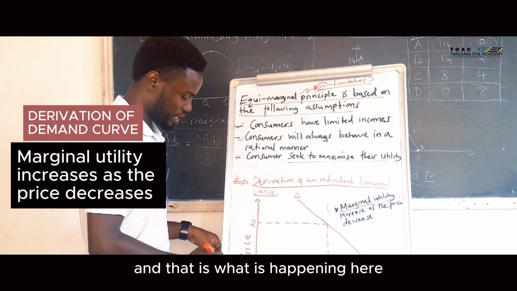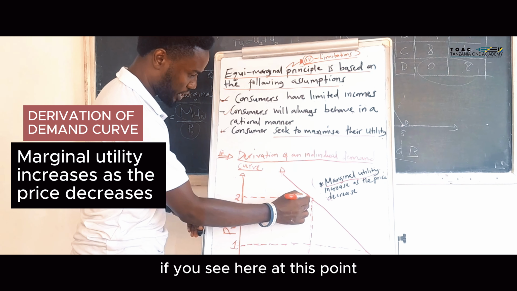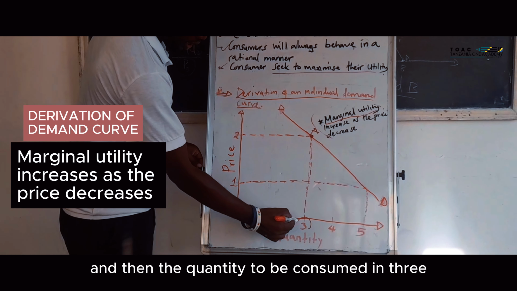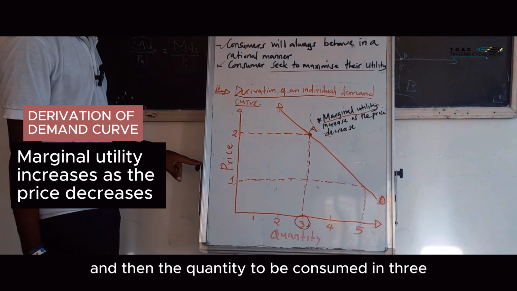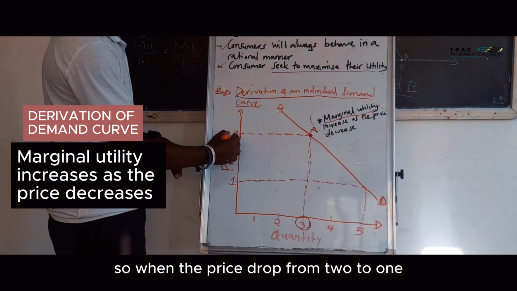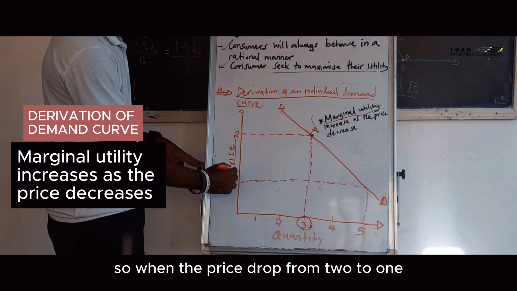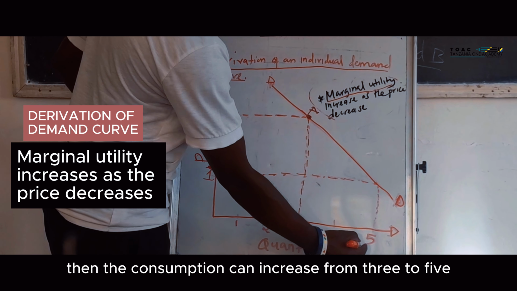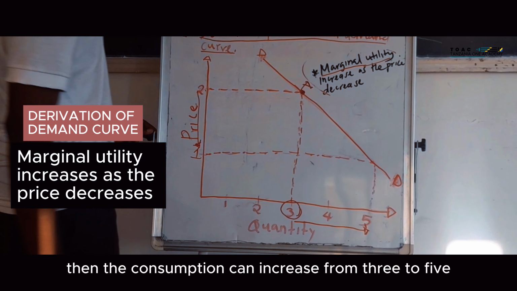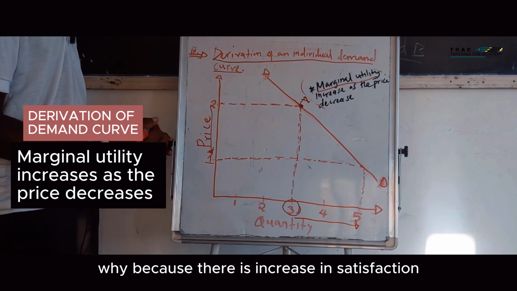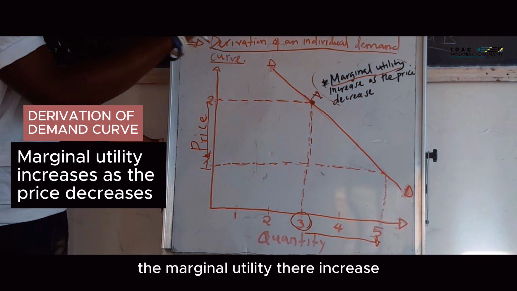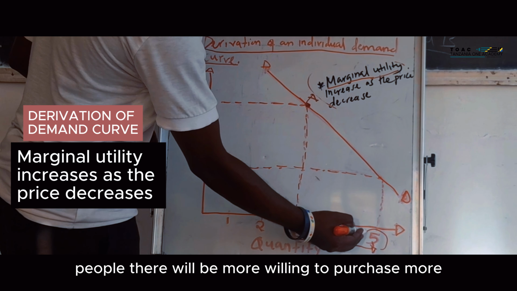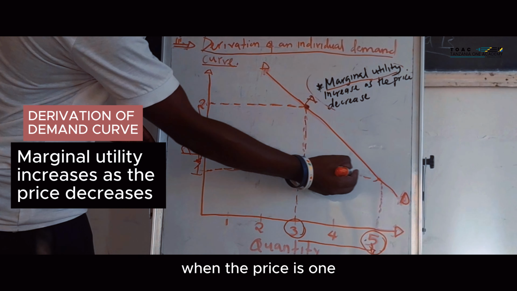And that is what is happening here. At this point, the price is 2, and the quantity to be consumed is 3. When the price drops from 2 to 1, the consumption can increase from 3 to 5. Why? Because there is an increase in satisfaction. The marginal utility increases. That's why people will be more willing to purchase more when the price is 1.